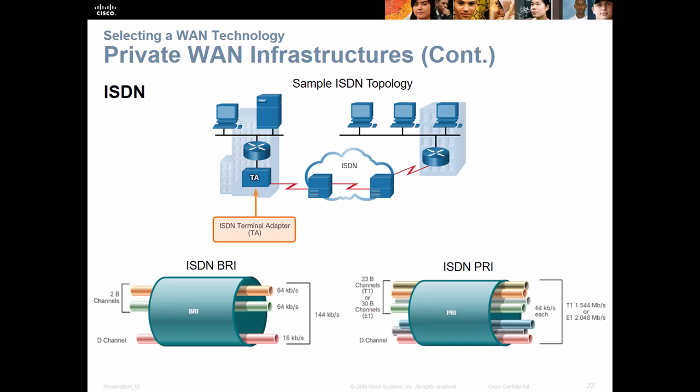There are two different types: the basic rate interface and the primary rate interface. The BRI gives you 2 times 64 kilobits per second, the two bearer channels, and the D channel. You can use one for data.